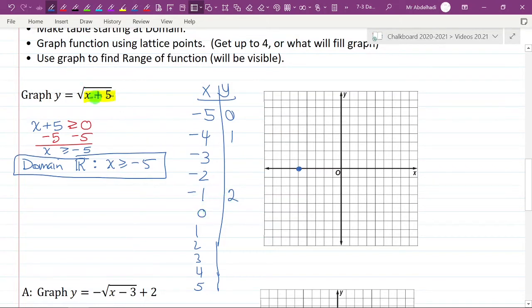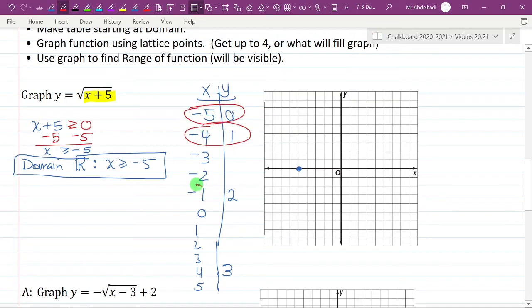So 0. Plug in a 0. 0 plus 5 is 5. Square root of 5 is a decimal. So skip it. 6. If you plug in a 1, you get 6. That's a decimal. 7. You plug in a 2, you get square root of 7, which is a decimal. No good. 8. No good. 9. You plug in a 4. 4 plus 5 is 9. The square root of 9 is 3. There we go.